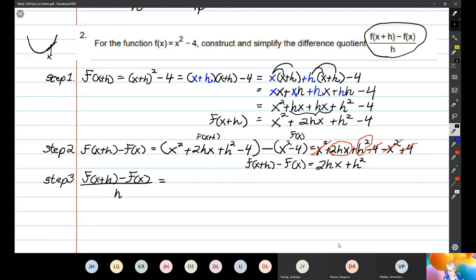Now, we just found out that f of x plus h minus f of x is 2hx plus h squared. Which h squared is h times h. So I'm going to write it as h times h, and you'll see why in a minute. Because I now have to divide by h. Okay, now, those h's cancel, and those h's cancel. So my final answer is 2x plus h.